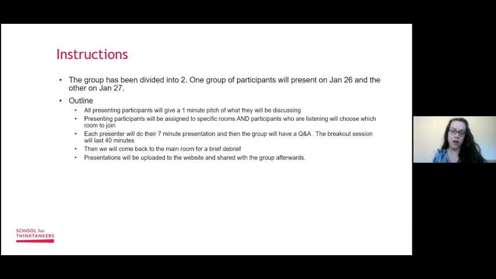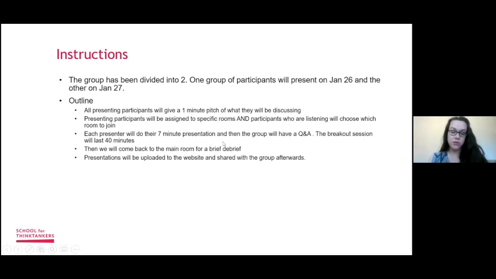So the groups have been divided into two again. The group that did not present before will present today. And for today, the structure will be like this. All participants will give a 1 minute pitch of what they'll be discussing. Then presenting participants will be assigned to specific rooms, and participants who are listening will choose which room to join.